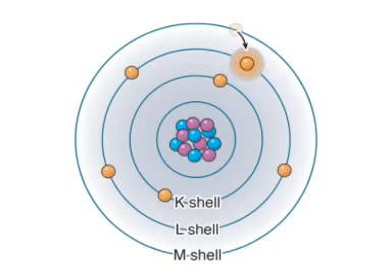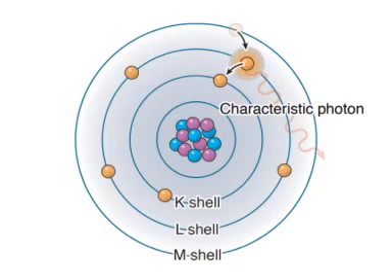To satisfy the law of conservation of energy, a characteristic X-ray photon emerges which is equal to the difference between the two electron shell binding energies. It is important to note that due to the low energies of the photons produced in this manner, few, if any, of these photons are able to exit the patient.